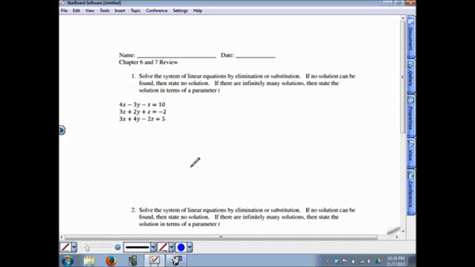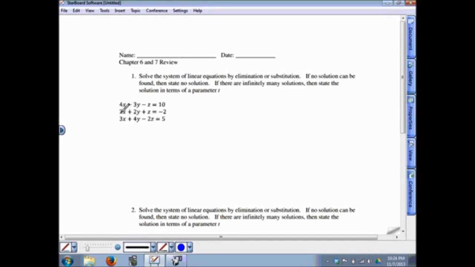Okay, exam review for chapter 6-7. This is a system of equations. It's got three variables. It's got three equations. We need to choose a variable to eliminate. So choose two equations to eliminate a variable, and then choose two more equations to eliminate that same variable.